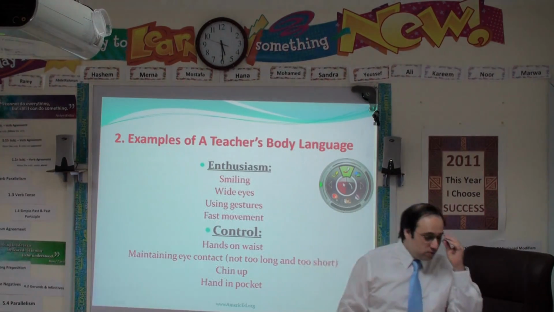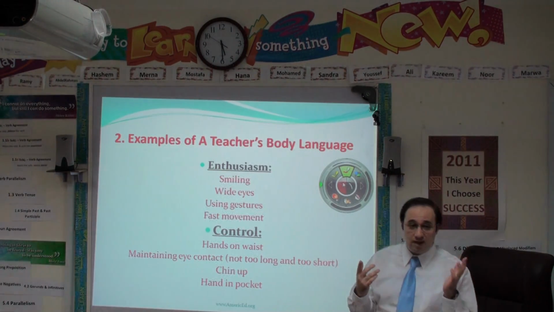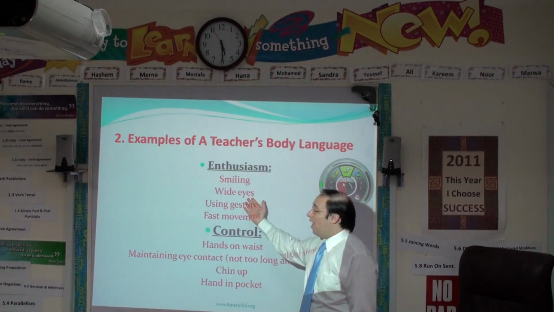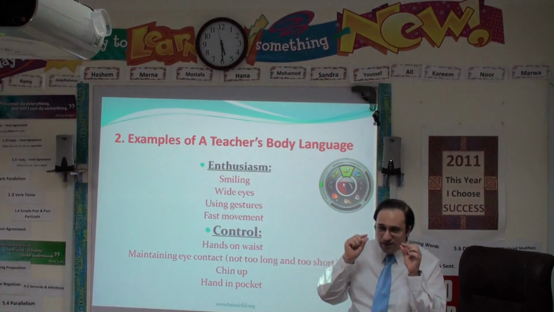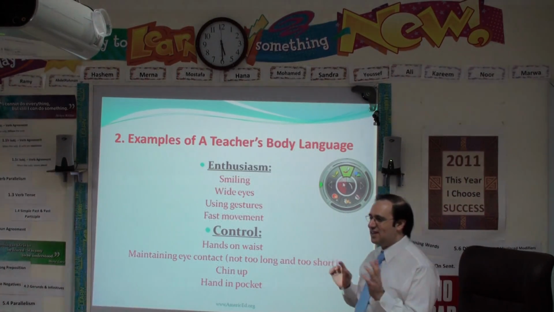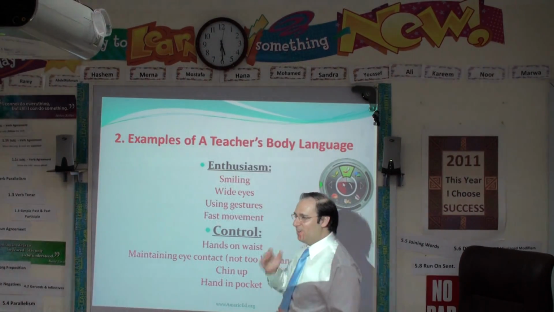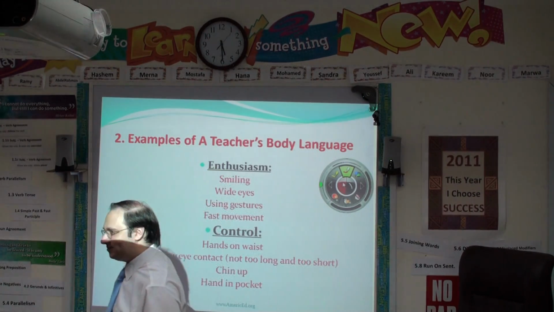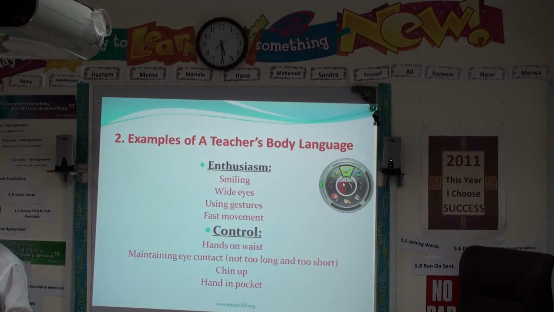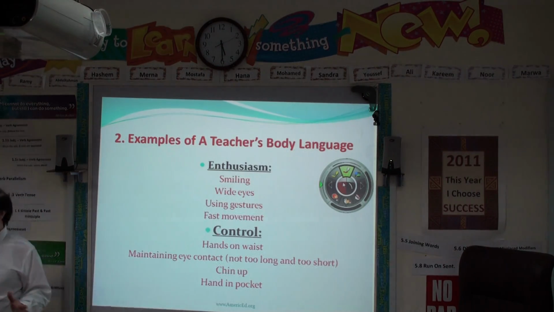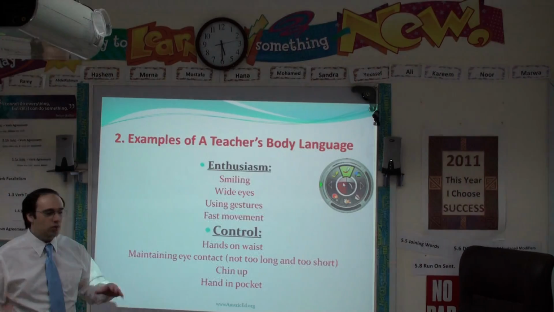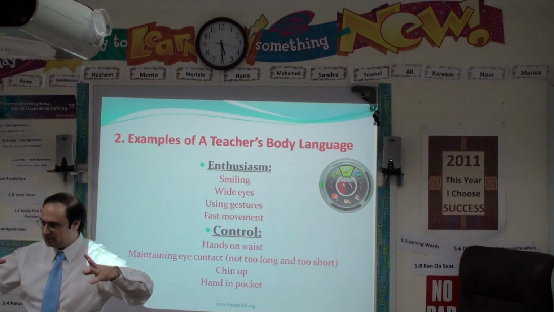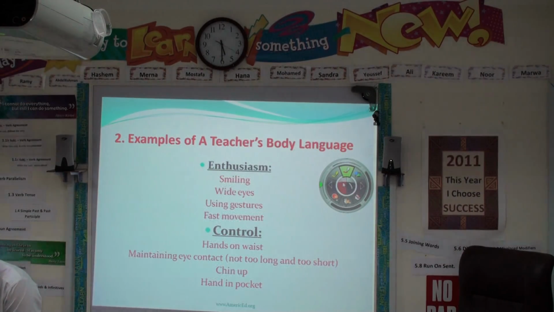So enthusiasm, smiling, number one. If I'm not smiling at all during my lesson, it means I don't like what I'm doing. Wide eyes. If my eyes aren't wide, it either means I have a headache. But you can't control your eyes. Yes, you can. It's not throughout the whole lesson. But when you want to show enthusiasm about something, you open your eyes wide. If you're happy about it, your eyes will be wide.